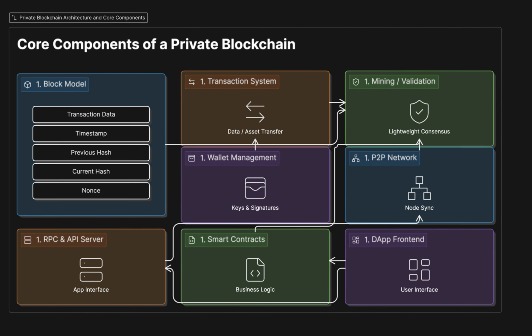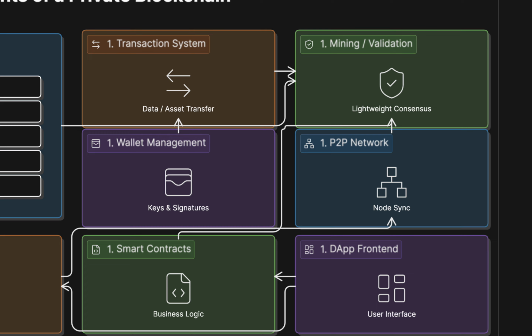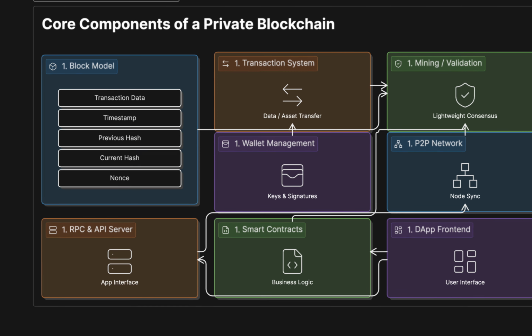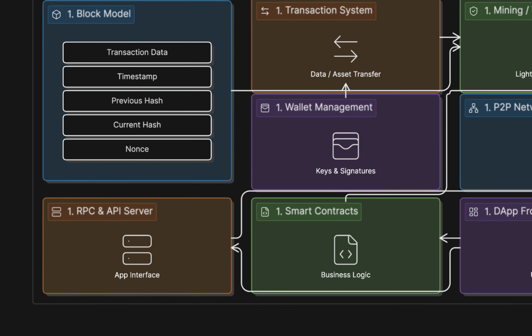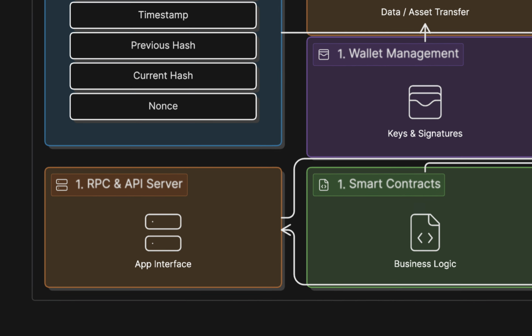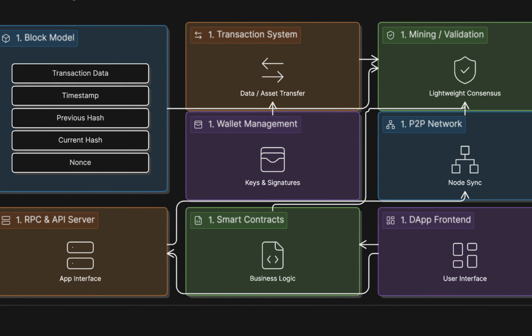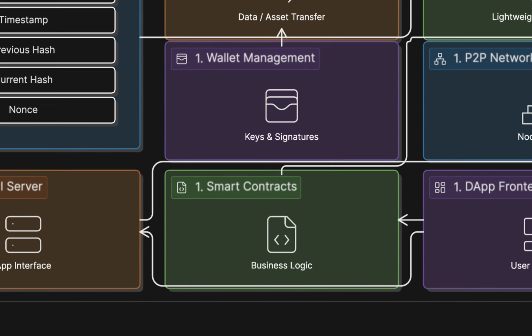We have this P2P network. We can use these nodes to communicate and sync blockchain data. We have the RPC API server, which allows applications to interact with the blockchain and read and write the data. We have the smart contract, which allows us to automate the entire business logic which you want to execute in the private blockchain.